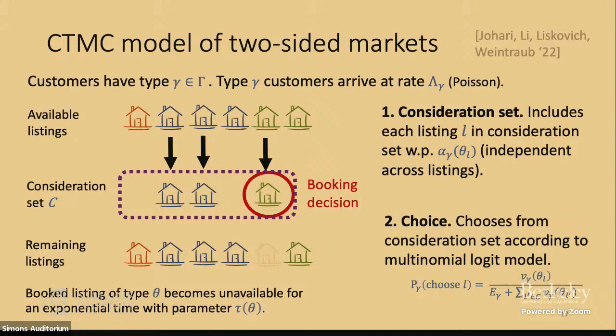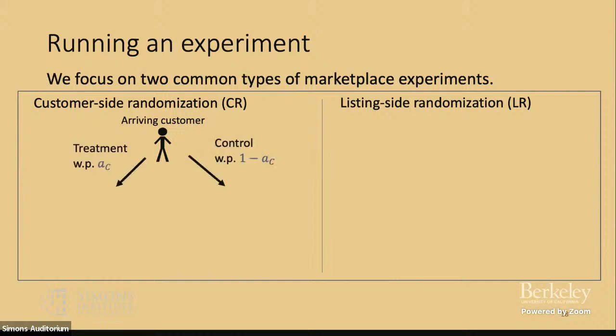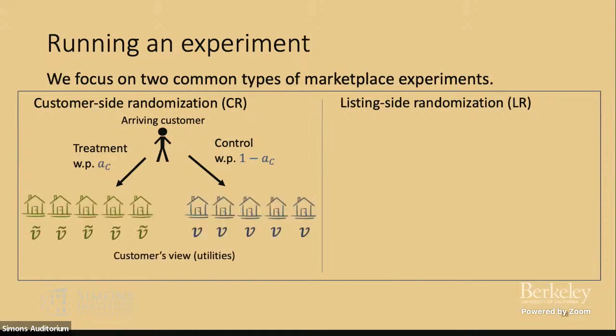And again, this is a data generating process for the underlying market, but we don't assume that the platform actually knows any of this. What the platform does, though, is they run experiments on these users or on these listings. And there's two common types of experiments. We'll mostly focus on a customer side experiment in this talk. And so here, this is the same type of experiment as in the earlier motivating example, where customers are randomized into treatment and control. If they're in the treatment group, they see the shinier photos. If they're in the control group, they see the old photos. What that amounts to in the context of the model is this changes the utility that they have for a given listing.